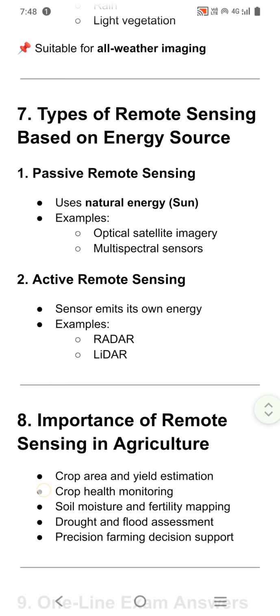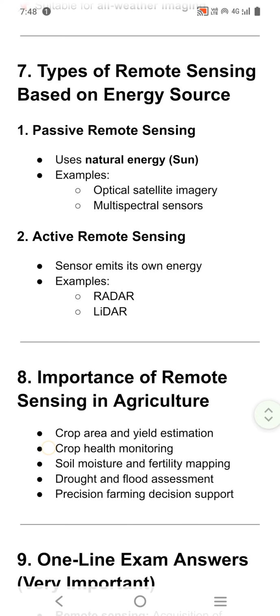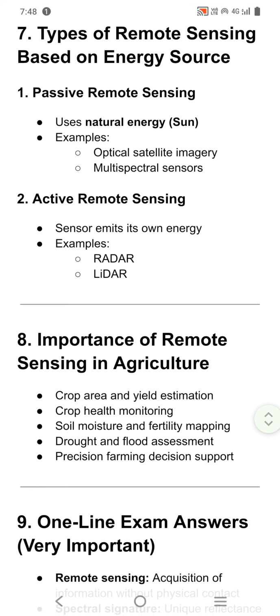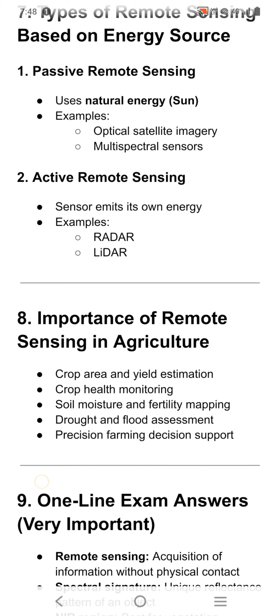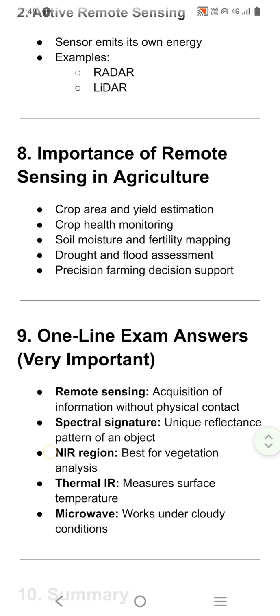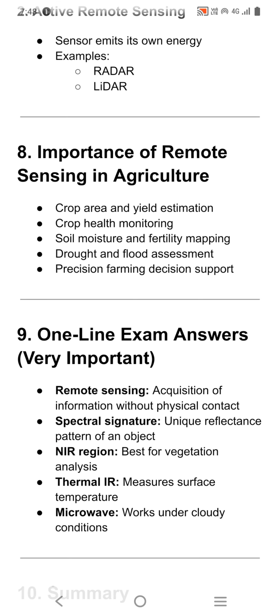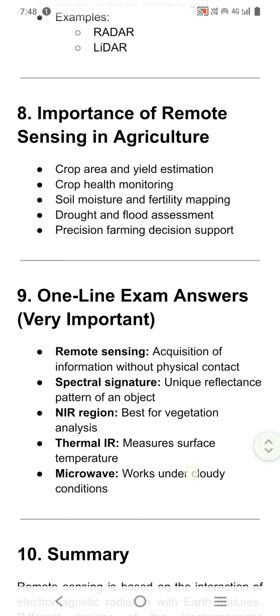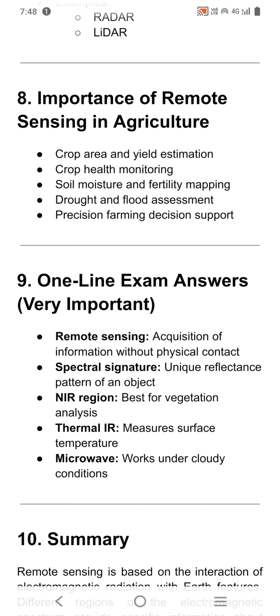Types of remote sensing based on energy source. Passive remote sensing uses natural energy, the sun. Examples: optical satellite imagery and multispectral sensors. Active remote sensing is where the sensor emits its own energy. Examples: radar and LIDAR. Importance of remote sensing in agriculture: crop area and yield estimation, crop health monitoring, soil moisture and fertility mapping, drought and flood assessment, and precision farming decision support.